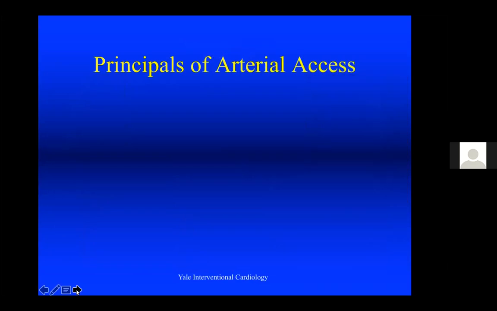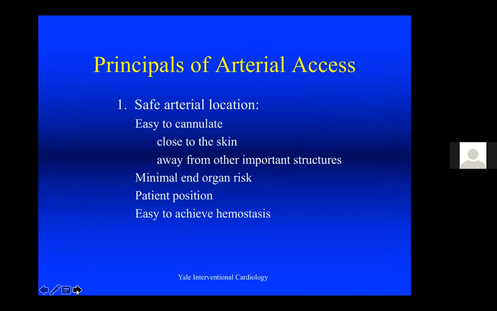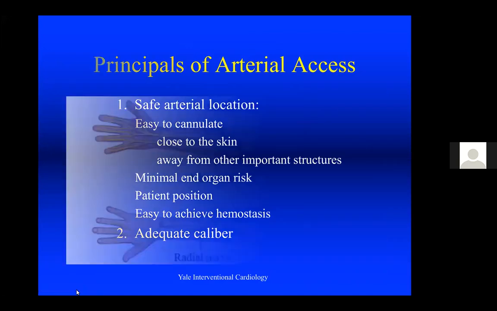So arterial access, just to keep in mind some principles here. The key to arterial access is to find a safe location. So something that's easy to cannulate, as close to the skin, away from other important structures, has minimal end organ risk if there's any trouble with disturbing the artery that you're accessing. Patient position has to be favorable, and then of course hemostasis has to be easy, and the artery that you access has to be of adequate caliber for whatever you need to do.